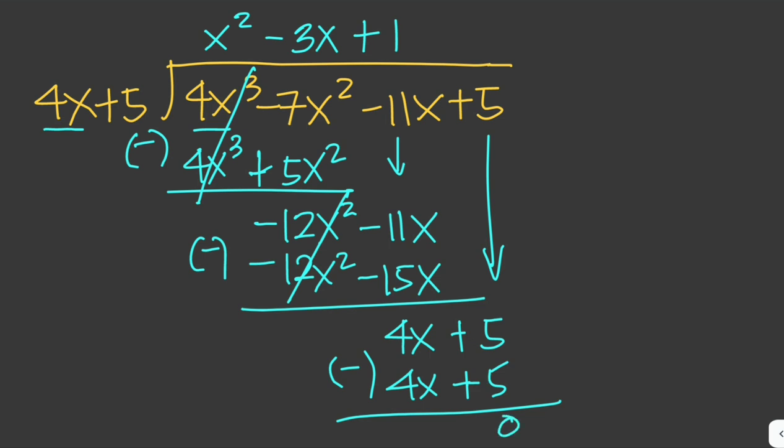So you notice here that the remainder is 0, so we have nothing to add at the end of our quotient. Therefore, 4x cubed minus 7x squared minus 11x plus 5 divided by 4x plus 5 is just equal to x squared minus 3x plus 1.